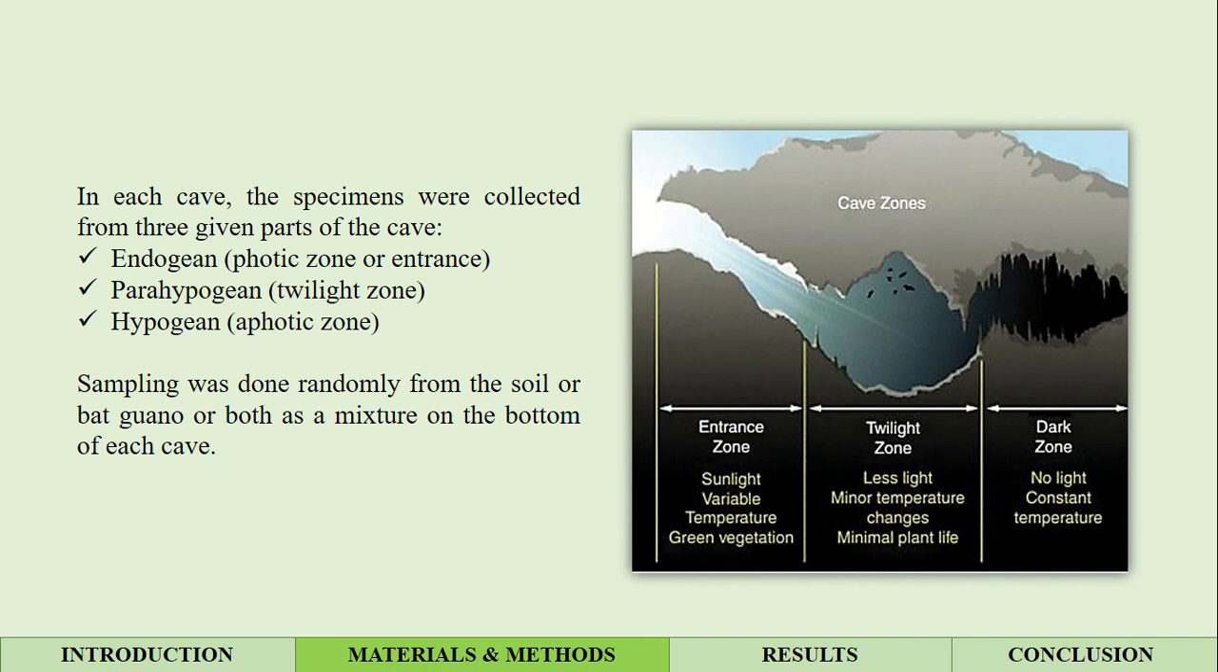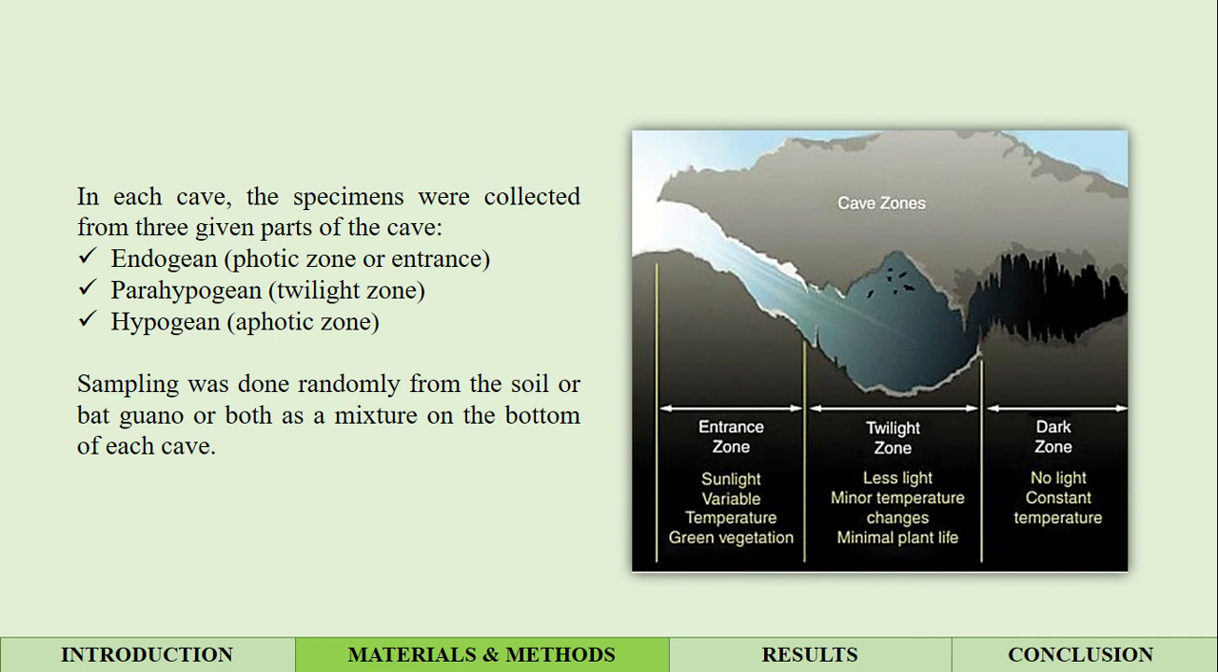The temperature is variable and there is some vegetation. At the parahypogean or twilight zone of the cave, the temperature changes are less and vegetation is at the minimum. There is no light at the hypogean or aphotic zone of the cave, and the temperature is constant there.